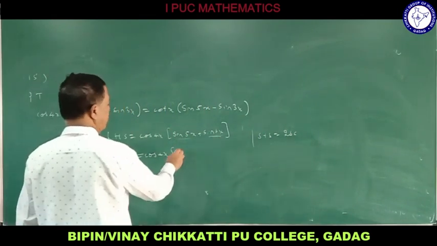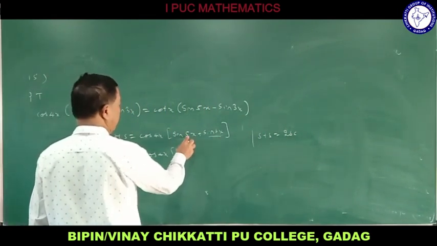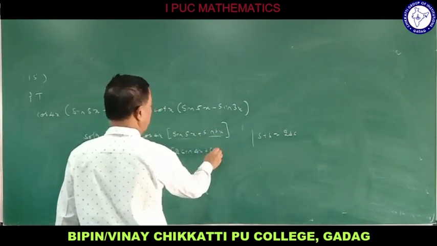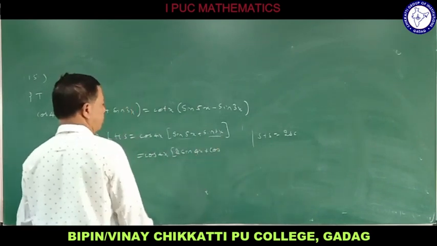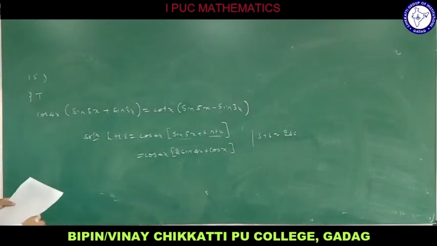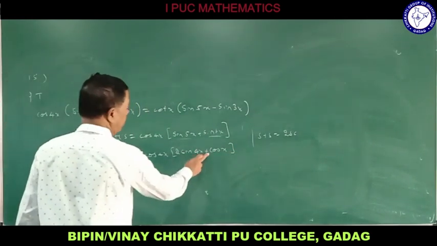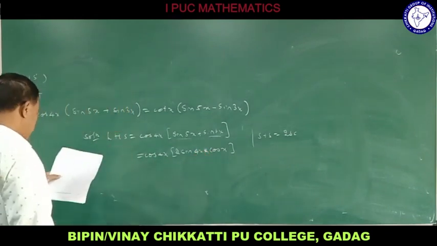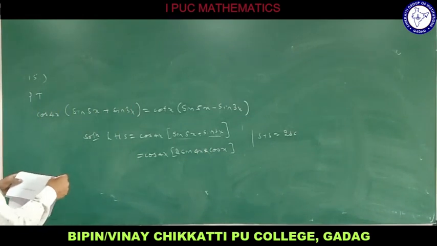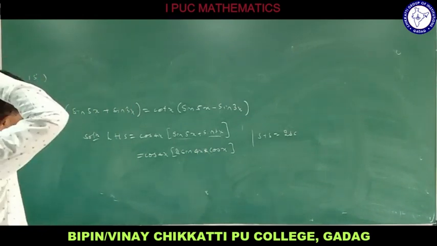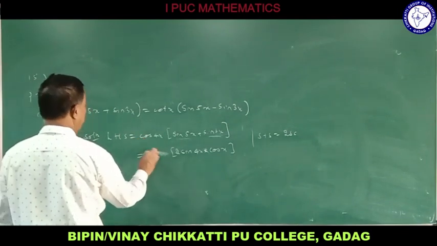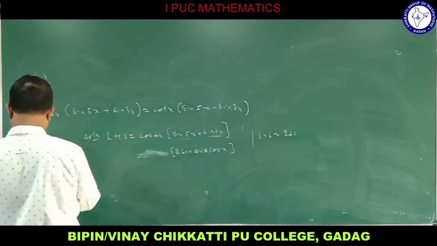What is the 2 sin C? 2 sin of (5x plus 3x)/2, that is 4x, into cos of (5x minus 3x)/2, that is cos x. So here you have got 2 sin 4x into cos x by the product formula. Accordingly you have to see the result, how you have got it, and then you can proceed. Or else, if you are simplifying directly, you write that this is nothing but cot, that you have to see.